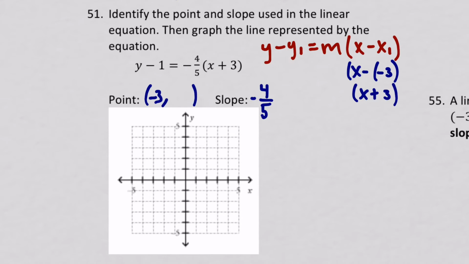You do the same strategy for y sub 1. It should be y minus y sub 1, and you see that the signs are the same here. That means y sub 1 is just this number, 1. And there you go. That's the point that it passes through. Now, how do we graph that? We graph it by first finding this point and then using the slope for instructions. So let's find this point first, negative 3, 1, and plot it. Negative 3, 1 is right here.